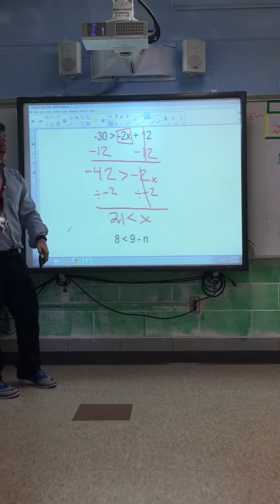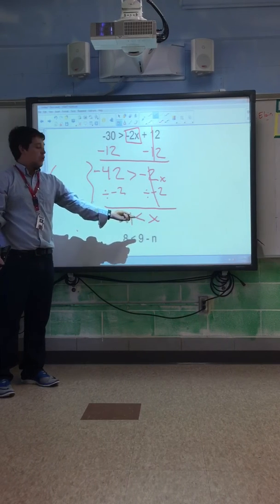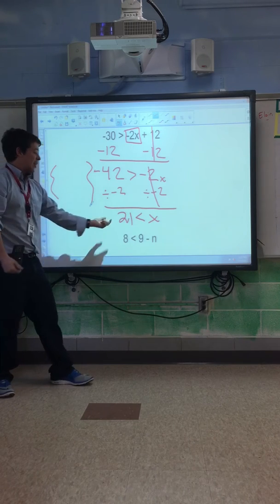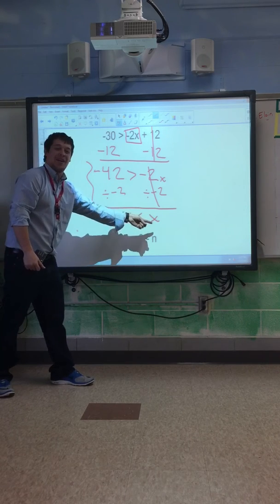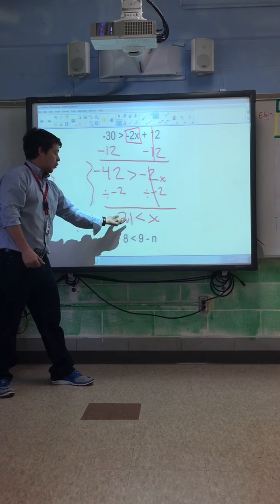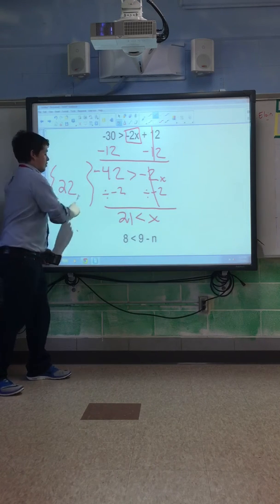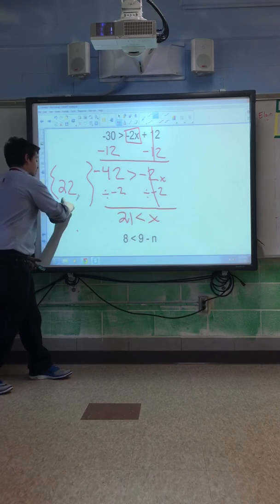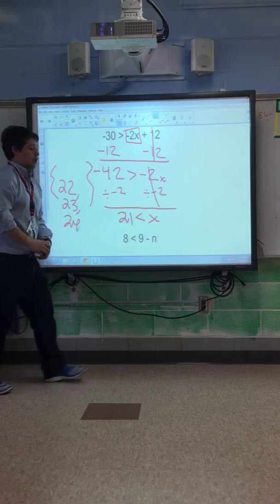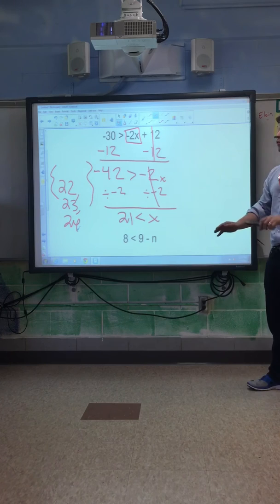So before we can graph this, we have to think about what some numbers can be that fit. Some people automatically would think that 20 could be an answer here. But when you think about that, 21 is less than 20. That's not a true statement. So let's think about the other side. 21 is less than 22. 21 is less than 23. And 21 is less than 24. So by writing these three possible solutions, it makes graphing it extremely easy.